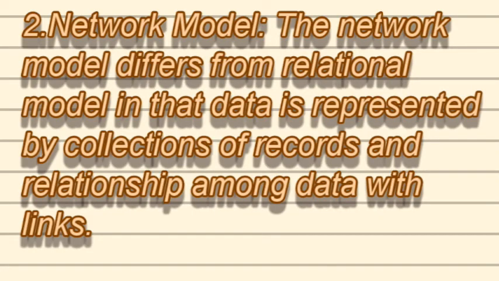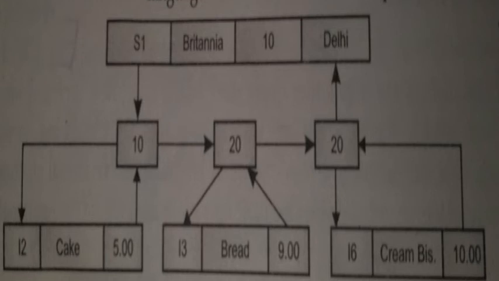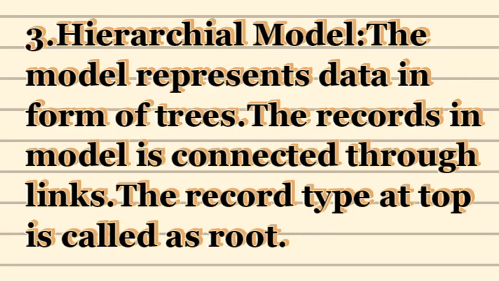Whenever I'm talking about the network data model, it is different from the relational data model because the collection of records and the relationships among the data are represented by links. As you can see on the screen, here you have a link of, say, S1, then Britannia, then 10, then Delhi. Then you have a line over there showing 10, 20 and so on. You can see that the arrows are at different positions. Some are pointing upward, some are pointing downward. The way that it is pointing is basically the relation. So the relation that we show in a network model is with the help of links. Whenever I'm talking about the network model, it always works with the help of links.